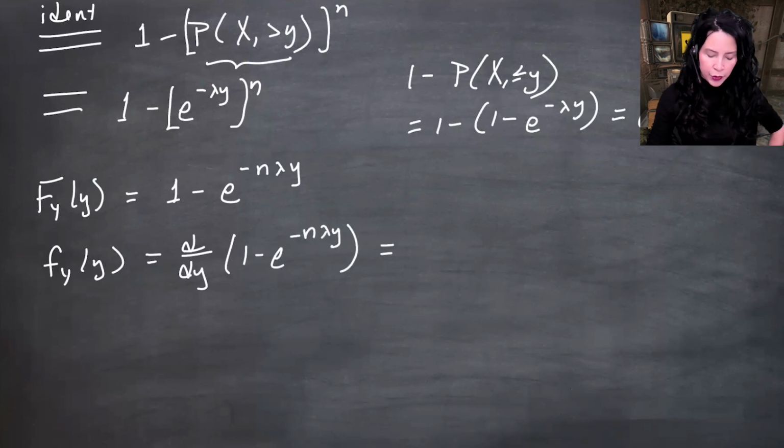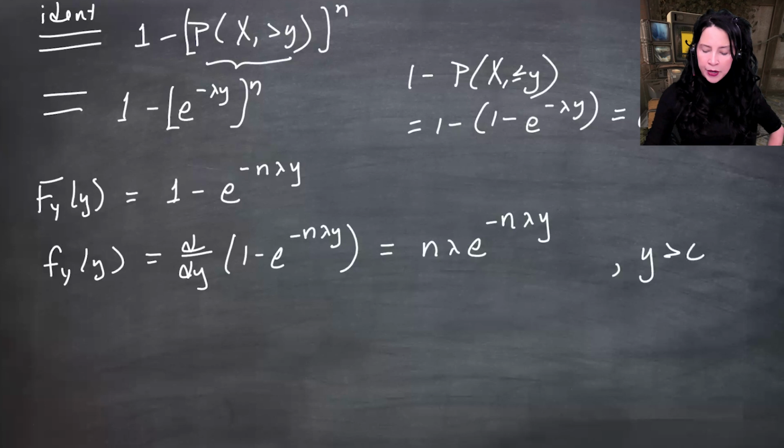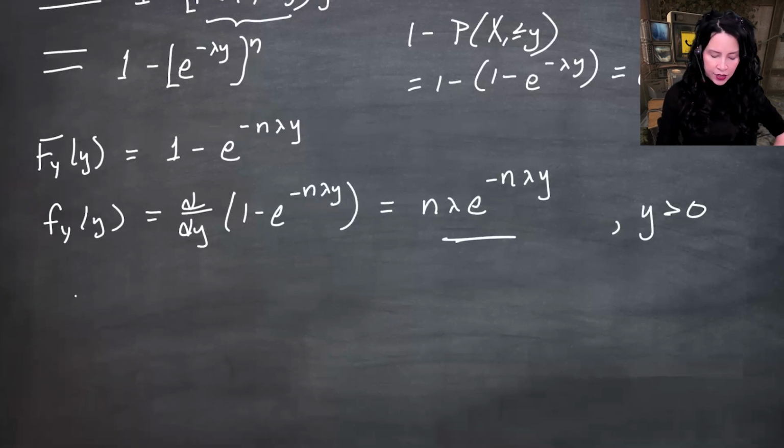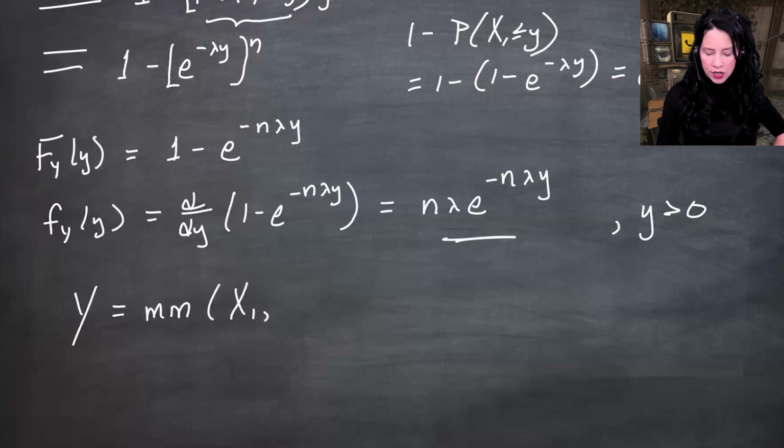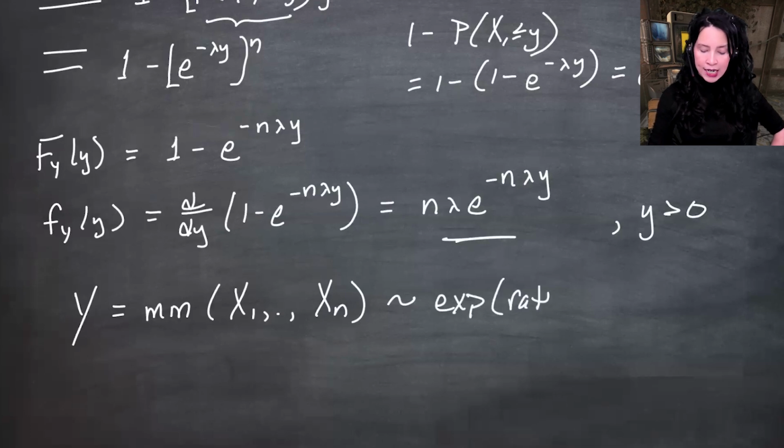Okay, so when you take the derivative, you end up with positive n lambda e to the minus n lambda y. And keep in mind that y needs to be greater than 0, just because we reasoned that out at the beginning. The support of the minimum of the x's is the same as the support of the x's. And now maybe you see that exponential distribution. So our y, just to remind you, which is the minimum of x1 through xn, has, if you start with IID exponentials with rate lambda, another exponential distribution. But the rate is now n times lambda.